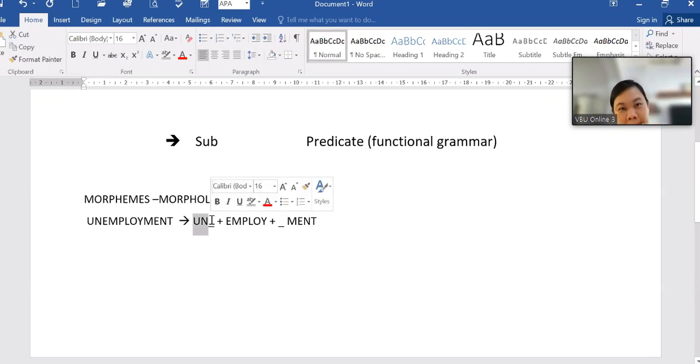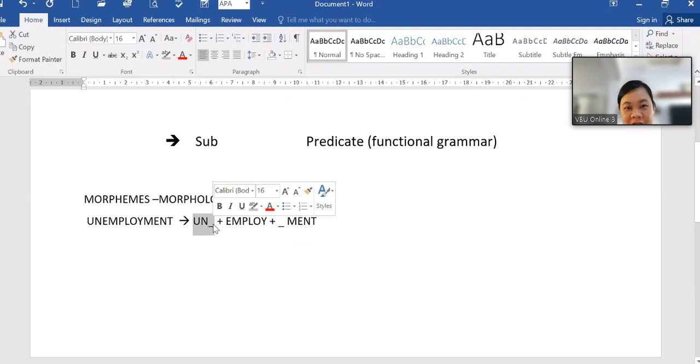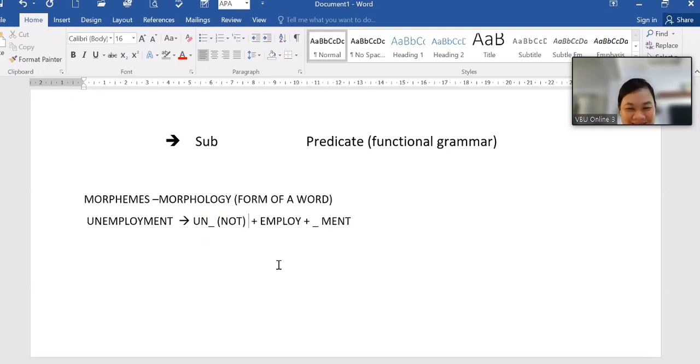So let's see the morphemes. Ment is a morpheme, and employ is a morpheme too. But when you look at employ, you know the whole meaning of employ. You see what I mean? But when we look at un, you just know half of the meaning of this word, and it means not. You see what I mean? Ment, when we look at ment, we only know half of the meaning, not the whole meaning. You see what I mean?